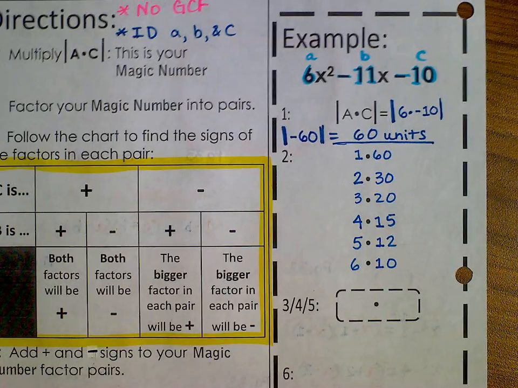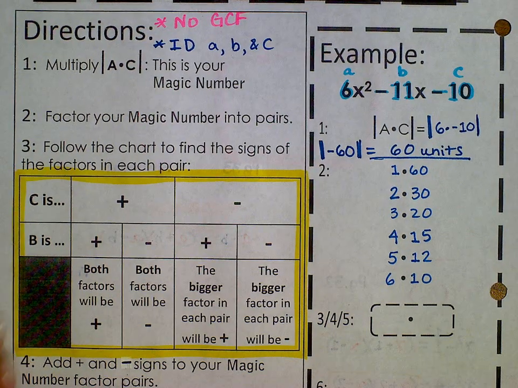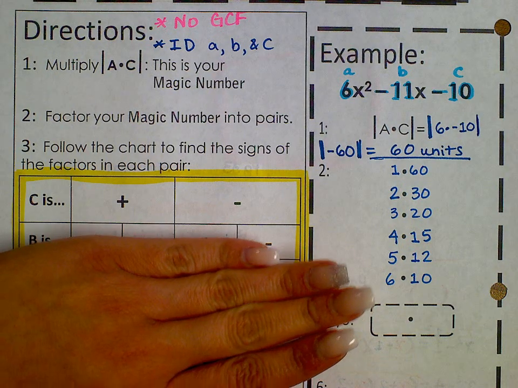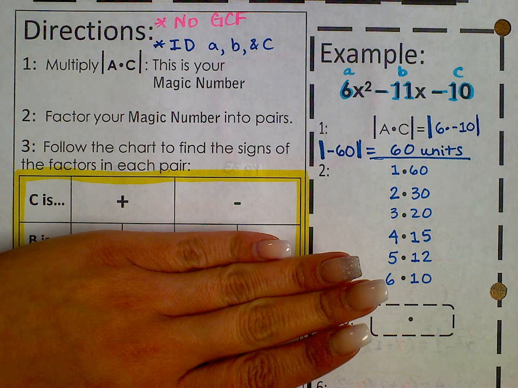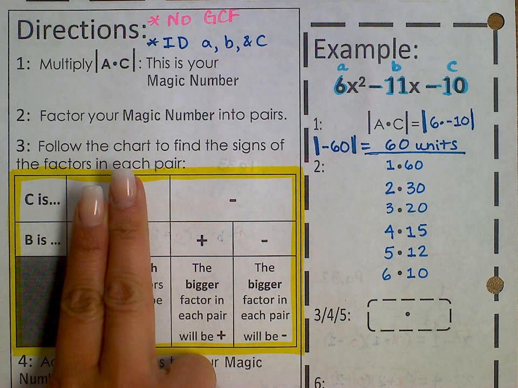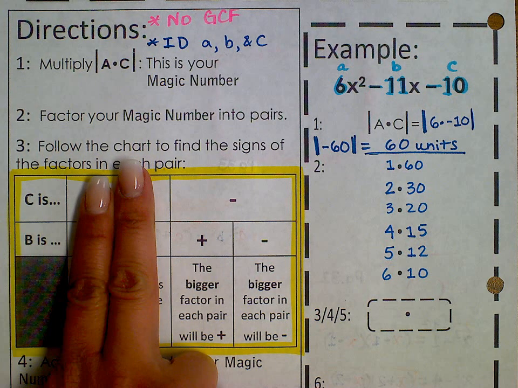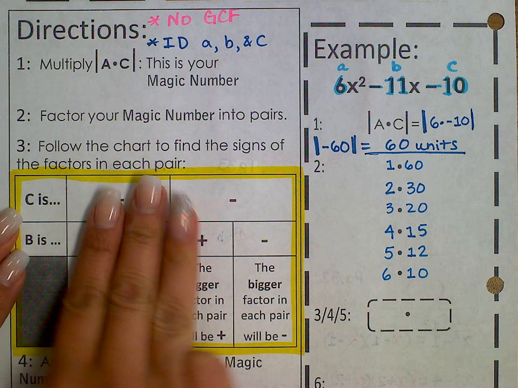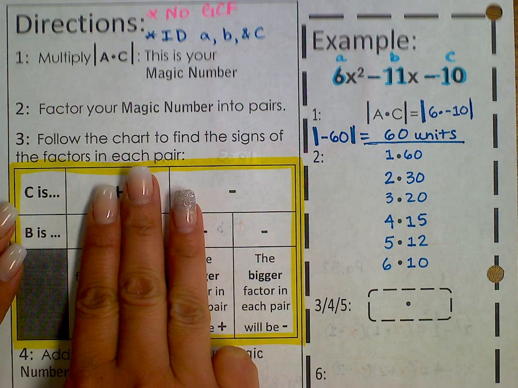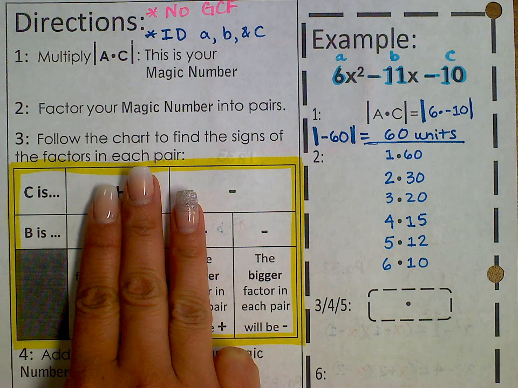Since I already identified my A, B, and C, please tell me, is C positive or negative? Okay, so let's cover this up. My B, is it positive or negative? It's also negative. Can you guys please read? What does it say? The bigger factor in each pair will be negative.